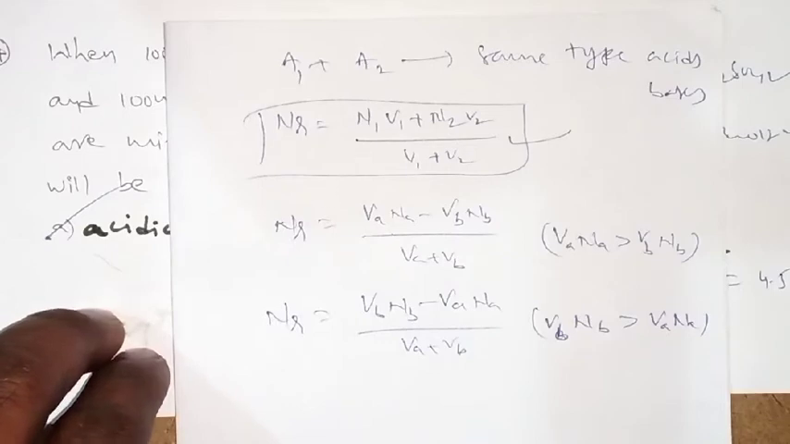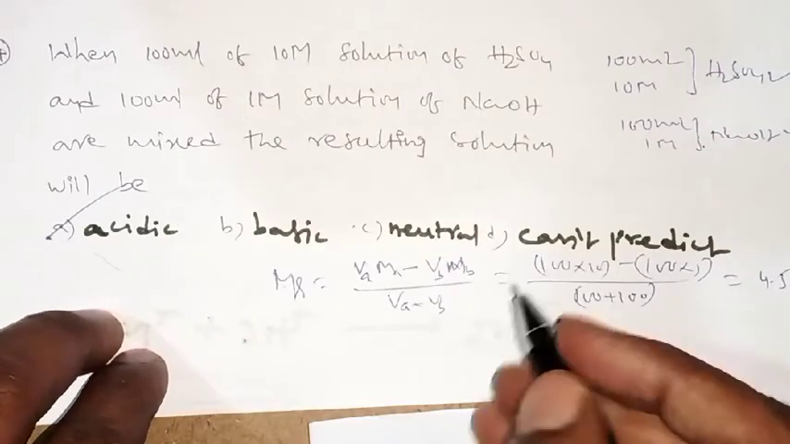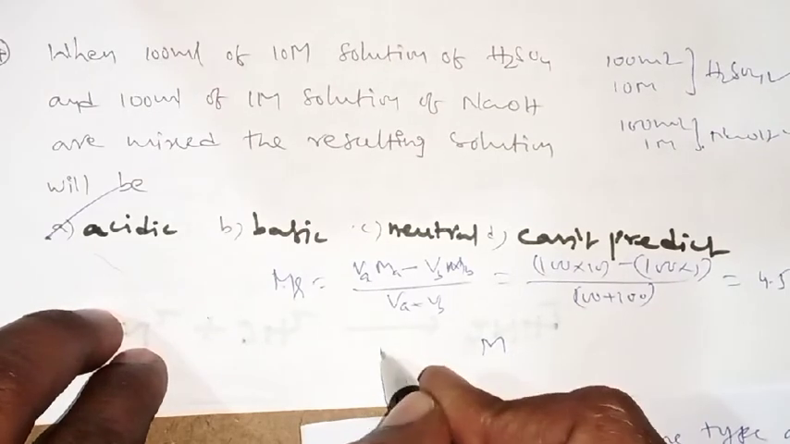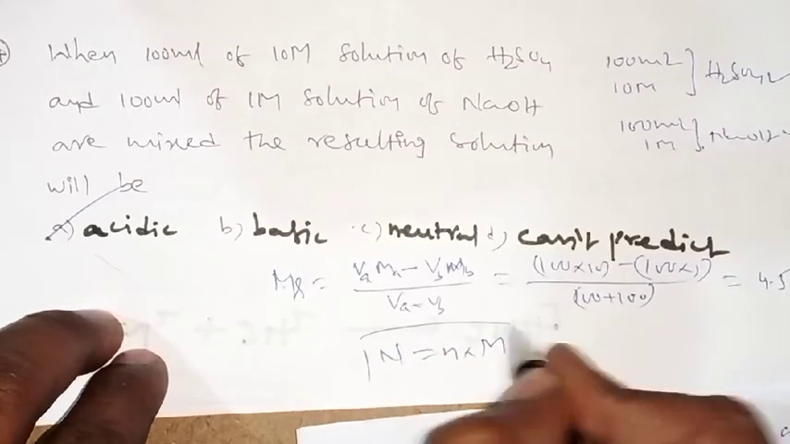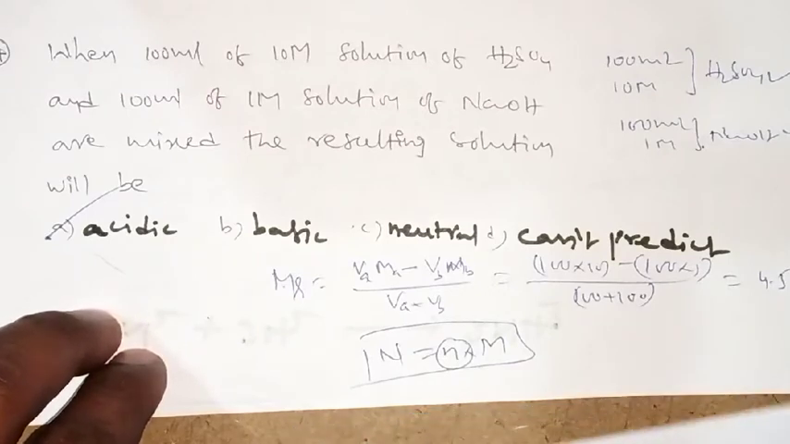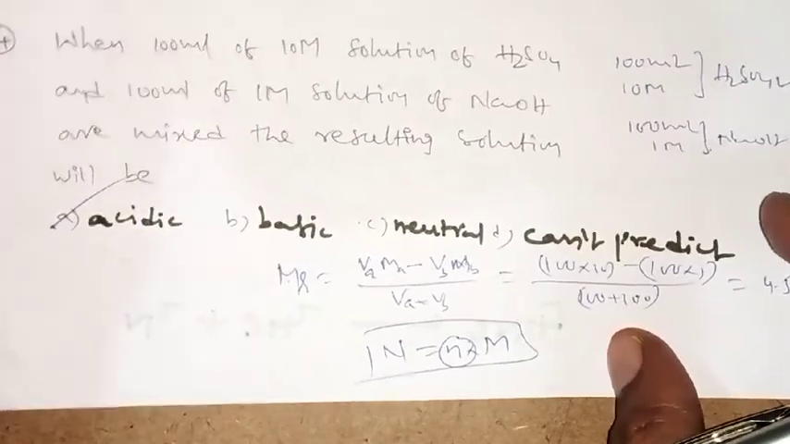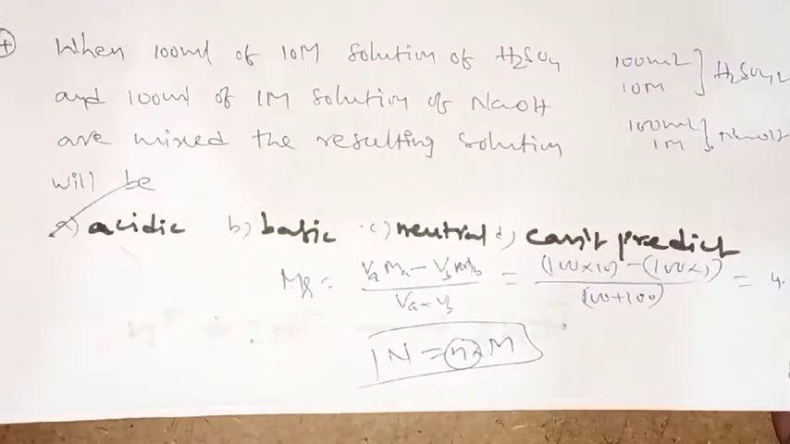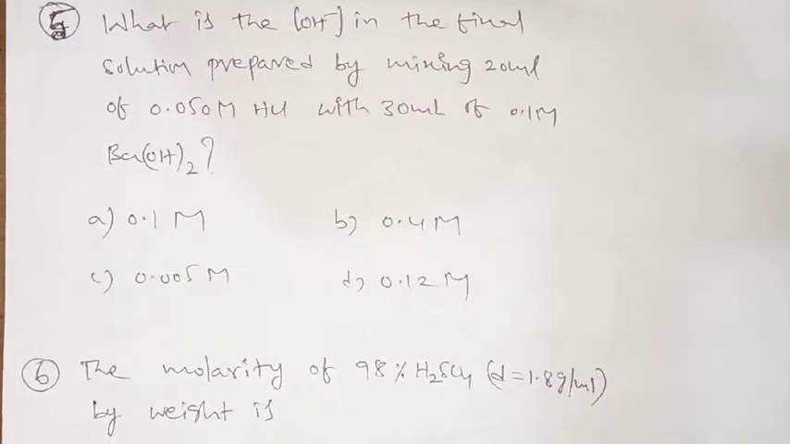By which formula? N equal to n factor into M. I already told you last time. Here n factor is nothing but the number of H plus ions or OH minus ions or number of electrons involved in the reaction. Is it clear? So this is a very important model. Many times questions have been asked based on this. Now look at the next question. This is also one of the important models.